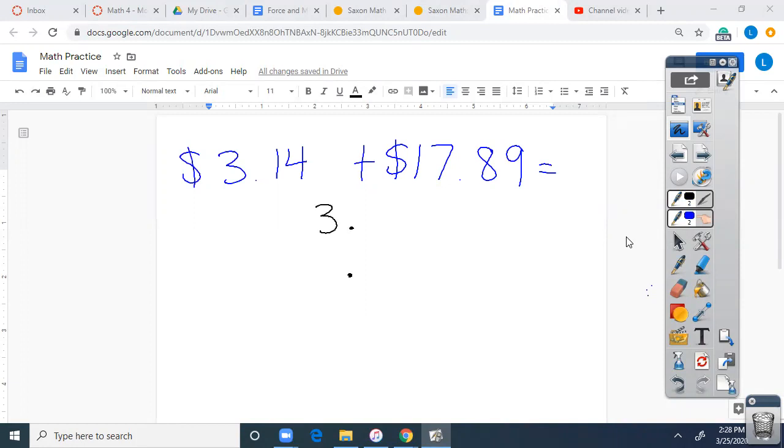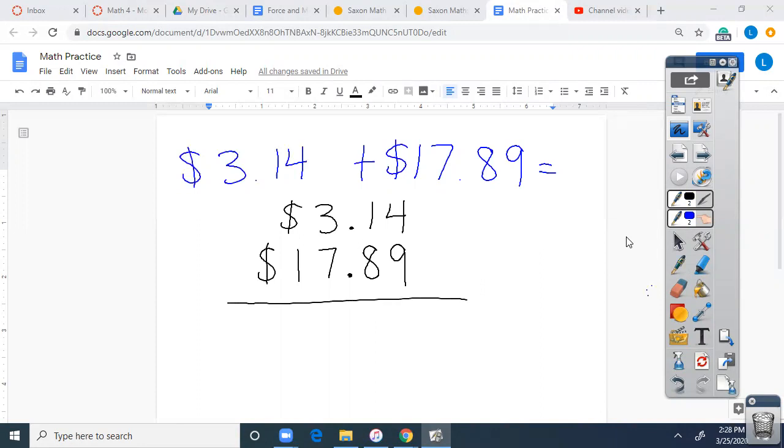So I've got $3.14. Okay. And then for this, my decimal's right here. So the number that goes to the left is going to be a 7. The number that goes to the right is going to be an 8. And then I need to make sure that I put it like that. Okay. My decimals need to be lined up. Okay. If I want, I can move this $ sign over a little bit. All right. So we can do that.